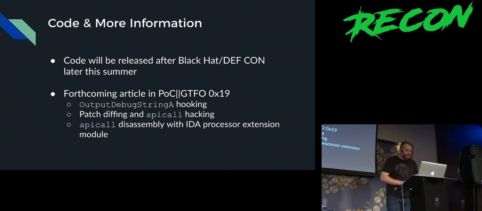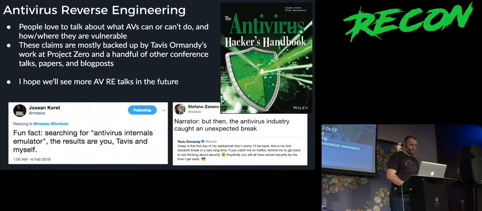I also did an article for PoC||GTFO, thanks Travis, that has some more information. One, a deeper explanation of the OutputDebugStringA hook, then some patch diff and API call hacking, which I haven't touched on here. I'm going to talk some more about that later this summer at Black Hat and DEF CON, about some of the attempted mitigations Microsoft put in after Tavis started abusing the API call instruction, and how those mitigations fall short. And then also I'll share my API call disassembly module for IDA, so you can load the DLLs and disassemble them cleanly in IDA on your own system.